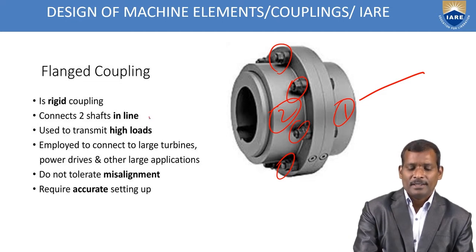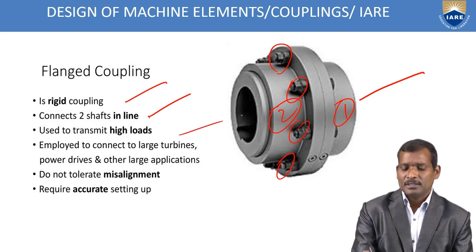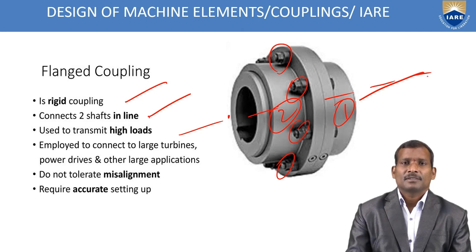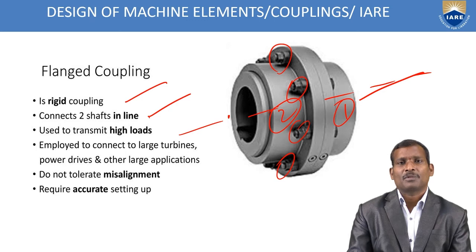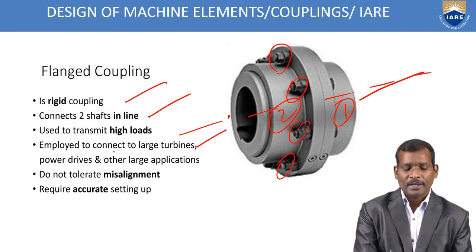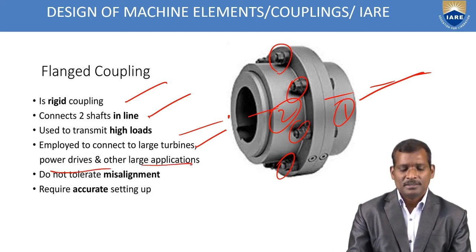It connects two shafts in line, so the axes are perfectly aligned. One axis of the shaft is aligned with the axis of the other shaft. It is used to transmit high loads. It can carry high loads. This type of coupling transmits high loads. It is employed to connect large turbines, power drives, and other large applications.